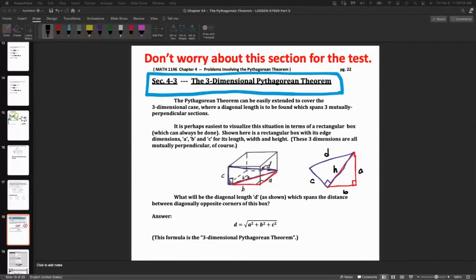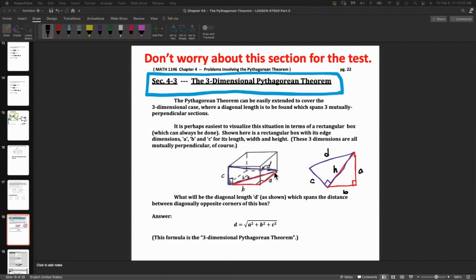All right, welcome back. This is the second part of the lesson. We're going to work on the 3-dimensional Pythagorean theorem. This 3D theorem is not on your test, but that doesn't mean we're not going to cover it. So in this case, if you consider a box here, you can actually find the diagonal. So this D here is the diagonal of the box. It represents the largest straight line distance that you could draw within a rectangular box.